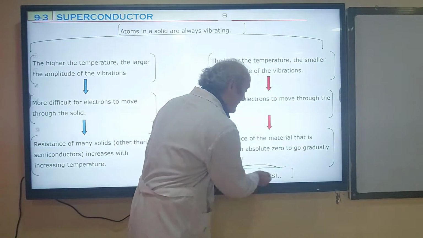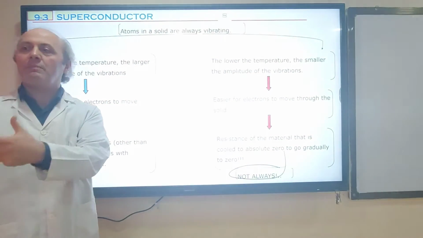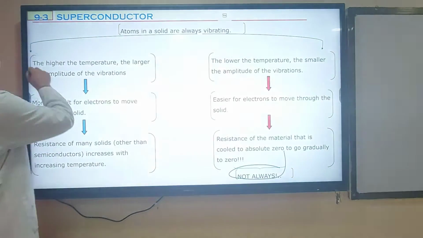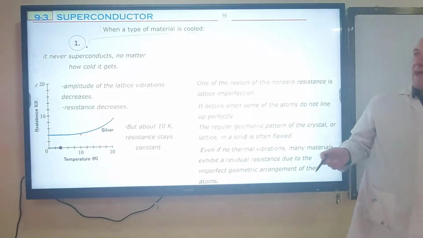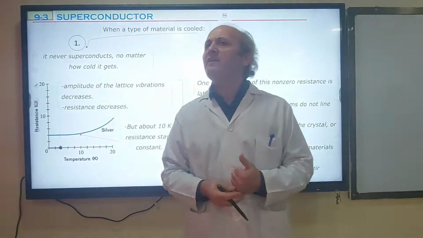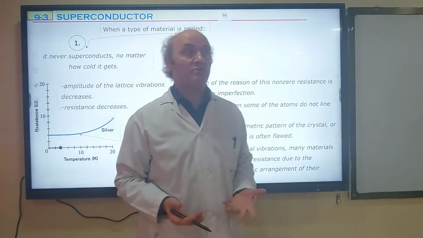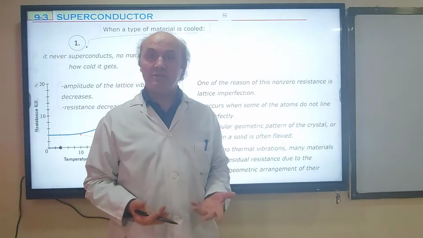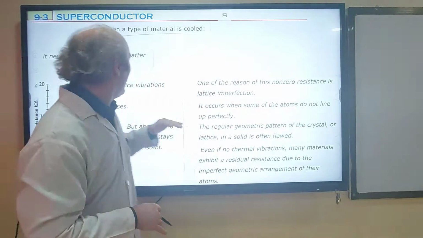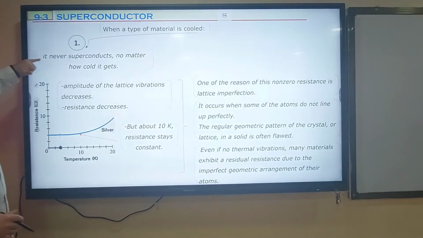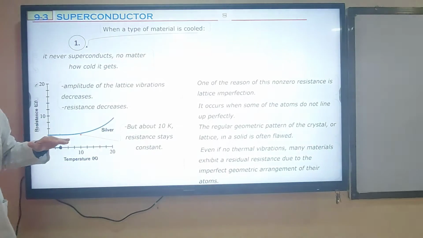So why not? First we will talk about why not. Then after that we will talk about why. Okay. Some types of solids, such as silver, which is in fact the best conductor. But when you cool down silver to absolute zero, silver does not have zero resistance. Still it has some resistance. Silver never superconducts, no matter how cold it gets.